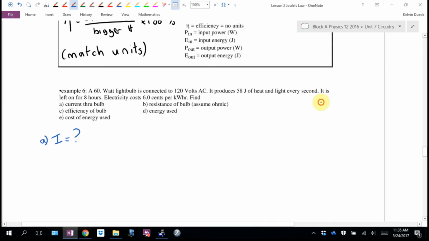And really, I'm thinking V equals I times R, and I'm thinking power equals V times I. Those are my big two equations for this unit.